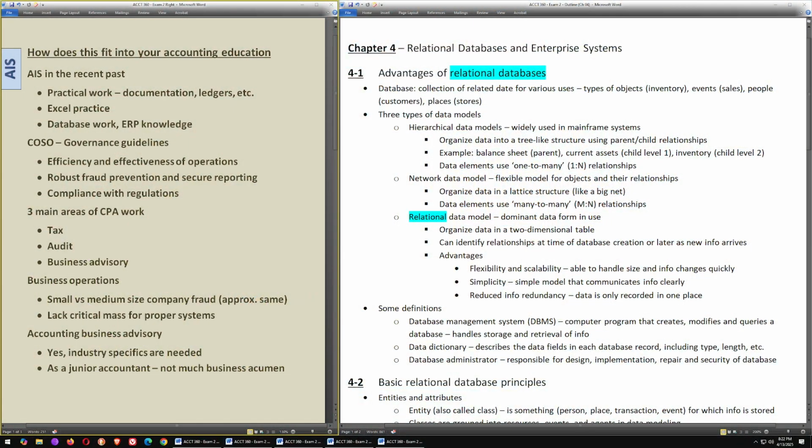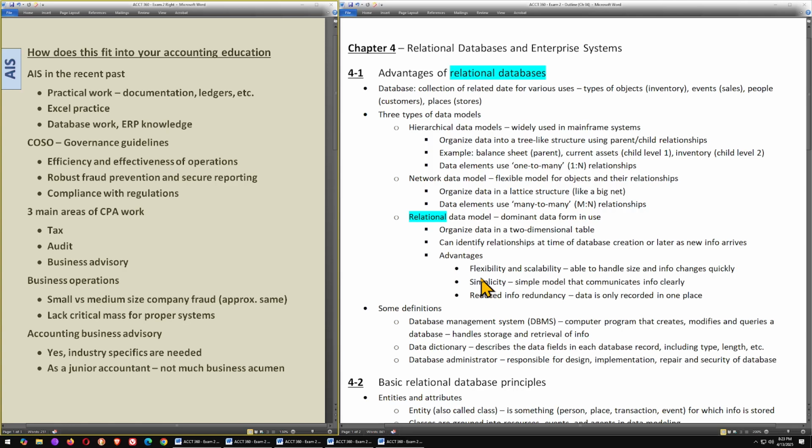So I want to backtrack a little bit and talk about what might seem like a strange course to some of you. What are we studying, and why are we looking at business modeling and that sort of thing? The first couple of chapters go into how accountants are advisors and that sort of thing.